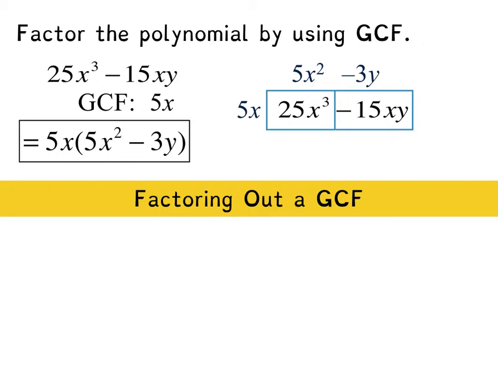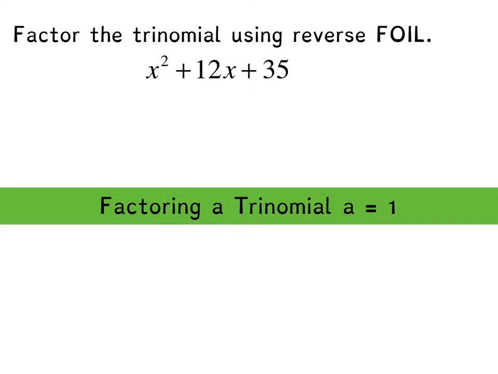So that was factoring out a greatest common factor. Now here we're asked to factor the trinomial. Reverse FOIL would be a good strategy, because we have a trinomial of the form ax squared plus bx plus c, where the leading coefficient is 1. So we want to start with our two sets of open parentheses. And F in FOIL stands for the first two. So what times what equals x squared?